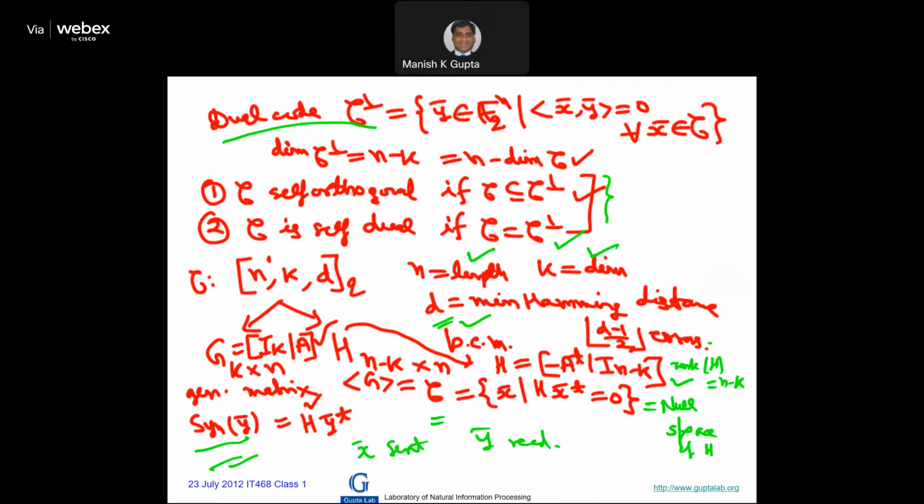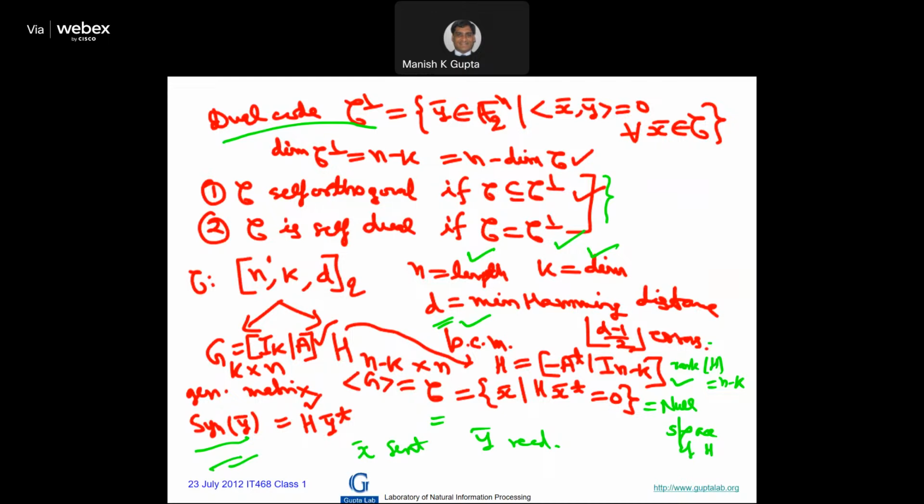H is separate. I am going to tell you about H. H is a separate thing. So basically, you can think of H as a generator matrix of the dual code C perp. And H is a matrix which is orthogonal to G. So G H transpose is equal to 0. That is how it is. It's a dual connection actually.